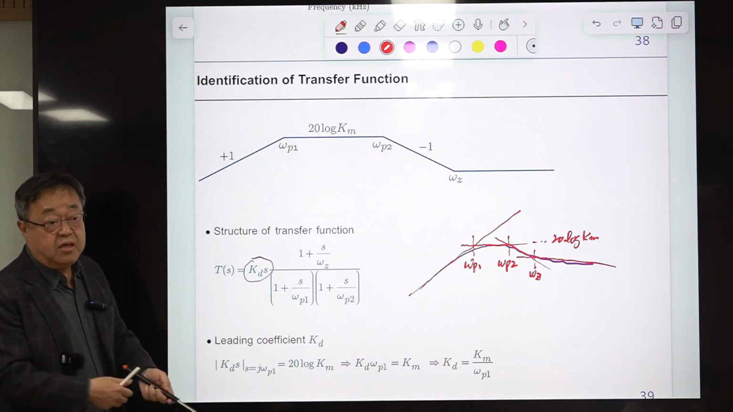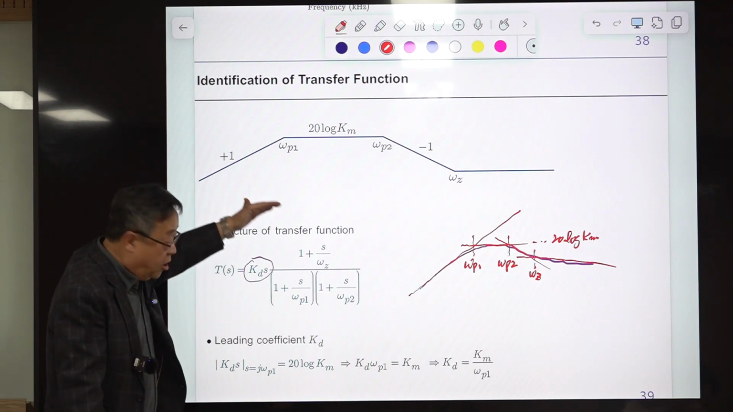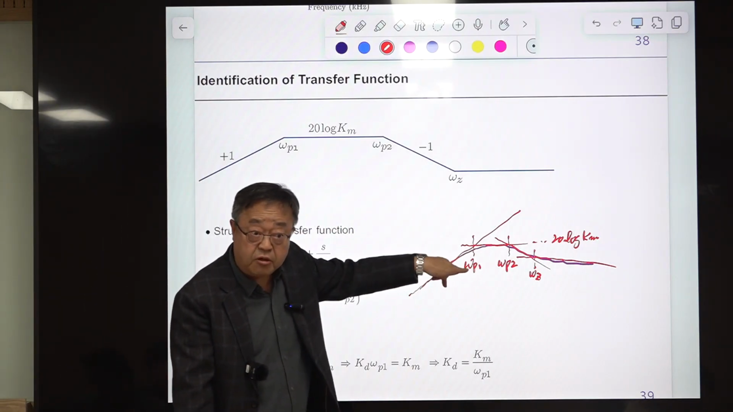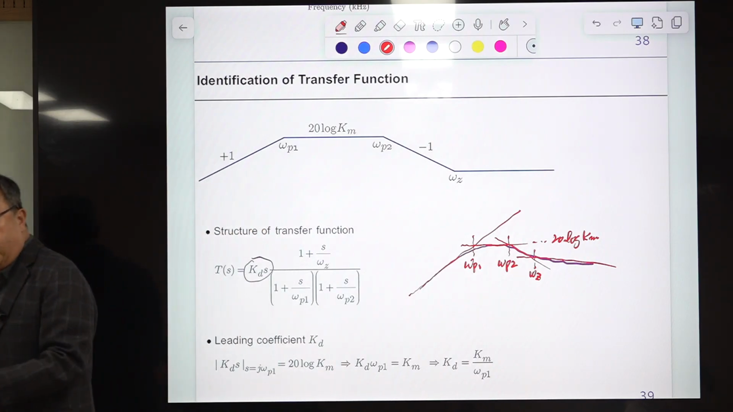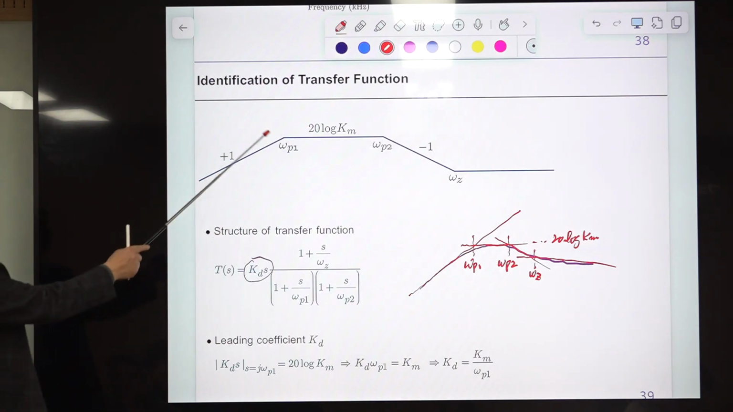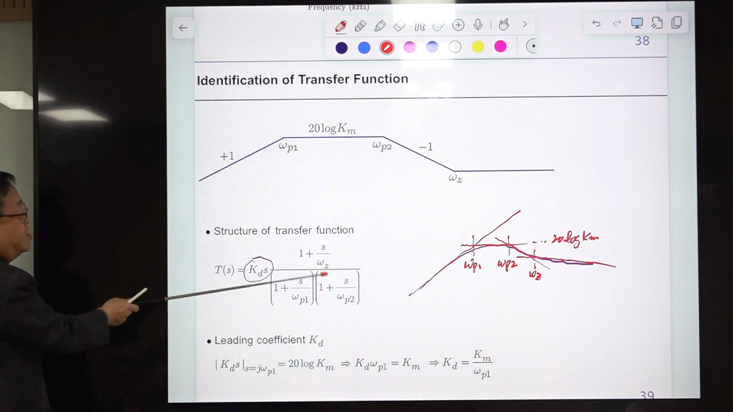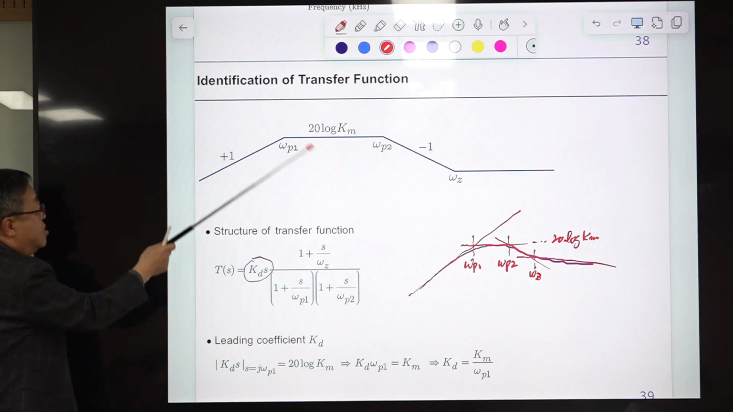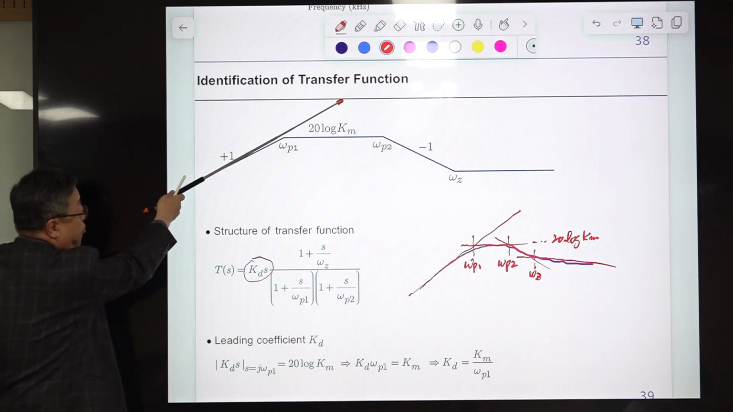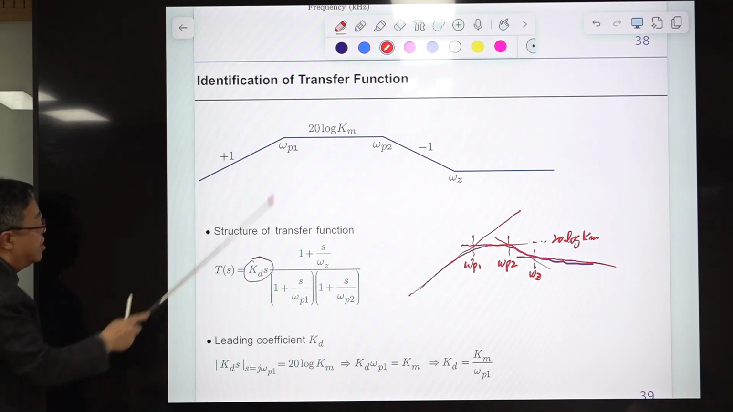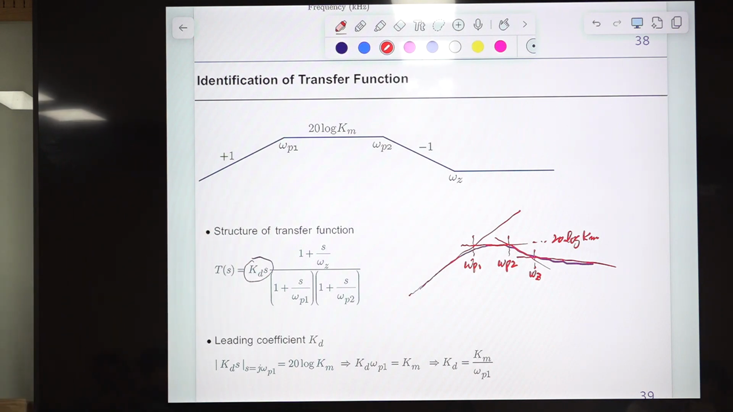What I'm trying to say is this is not an artificial one. Practically, there are many chances of meeting this type of situation from the measurement, from the simulation, from the analysis, or from designing something, a feedback controller. You come up with this. Then from this curve, you can easily write down the expression of this, right? Because it starts from this differentiation at low frequency. So S is here, and KD is the differentiation gain.